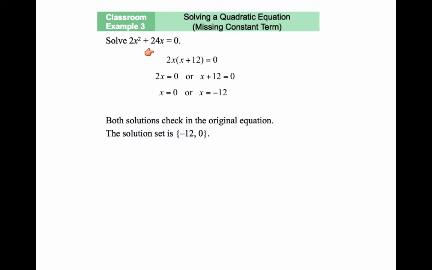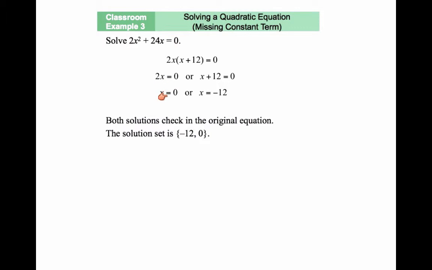Solve 2x squared plus 24x equal to 0. This is already in standard form. So I need to factor this. I can see I have 2x in common among these two. If I factor the 2x out, I get 2x times x plus 12. And then I have two parentheses here. So either 2x is equal to 0 or x plus 12 is equal to 0.